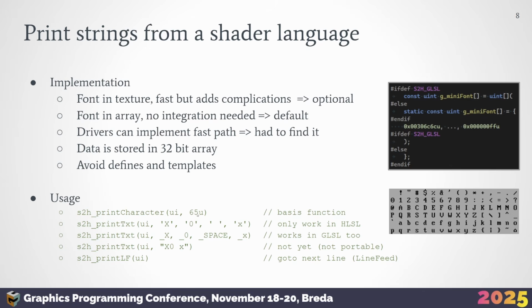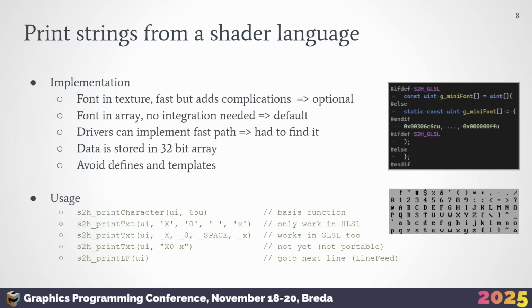And 65 is a number that is an ASCII character code, and that will work. But that's obviously not very convenient. So if you want to use it more conveniently, you just do print text, and then you can print out multiple characters one after another very easily. And this one works in HLSL, and that's acceptable if you use HLSL.